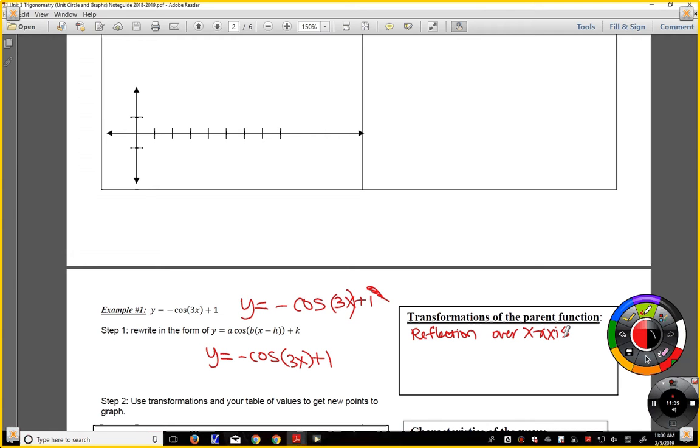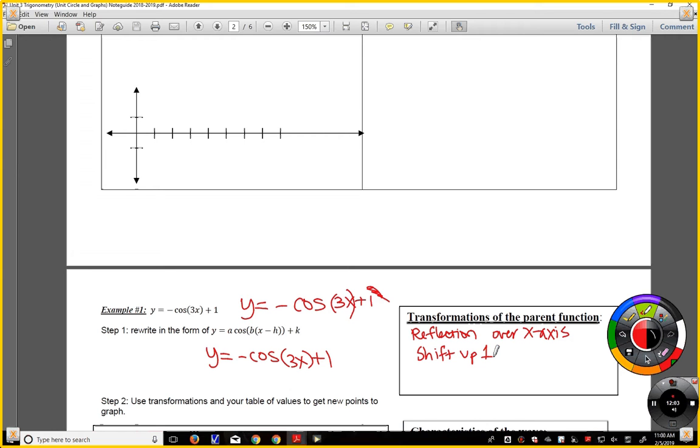All right, what does the plus 1 do? Somebody else. Okay. Seth? Good. Okay, so it's a vertical shift up 1. So the whole graph is going to get shifted up 1. Right? Somebody else, what does our 3 do that's in there multiplying the x?